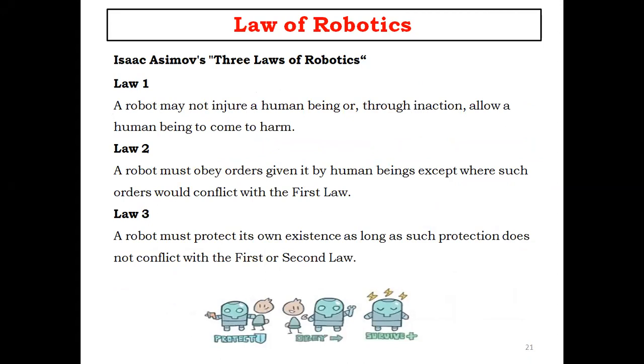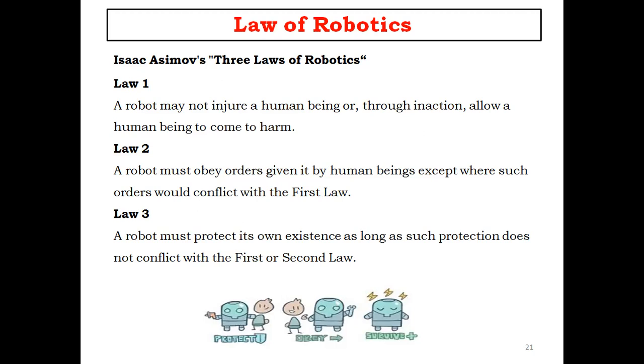We all know Isaac Asimov. He framed the three laws of robotics. I have given the thing that is survive, obey, protect. This is the major thing that you can remember: survive, obey, and protect. So we can go with the first law.